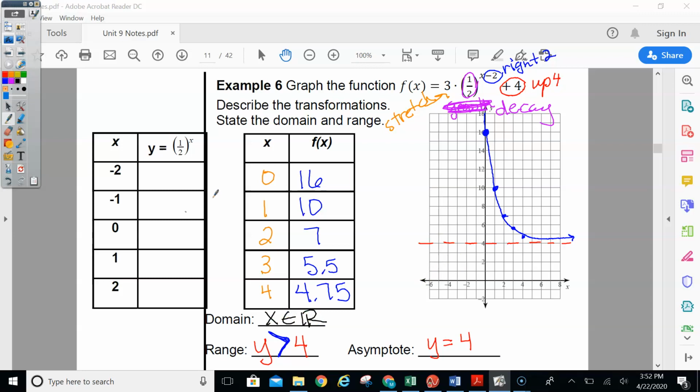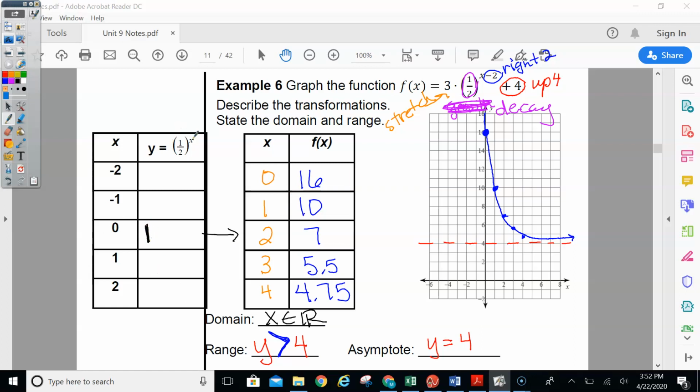Okay, real quick, I'm going to show you how to just get from here to here without going through the calculator. You can get these 3 points easily without going through the calculator. So here, we know 0 is always 1.